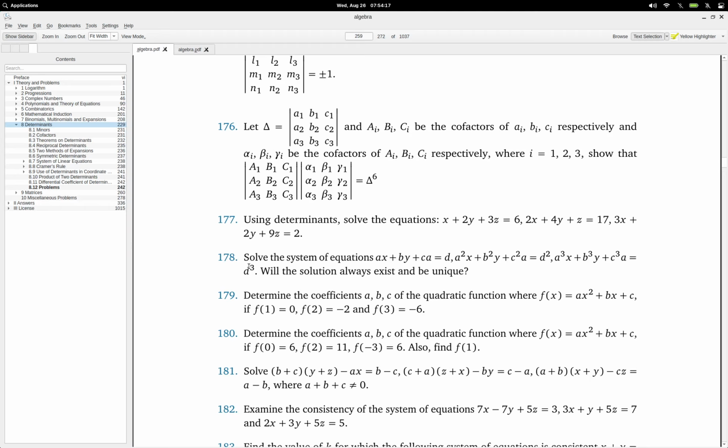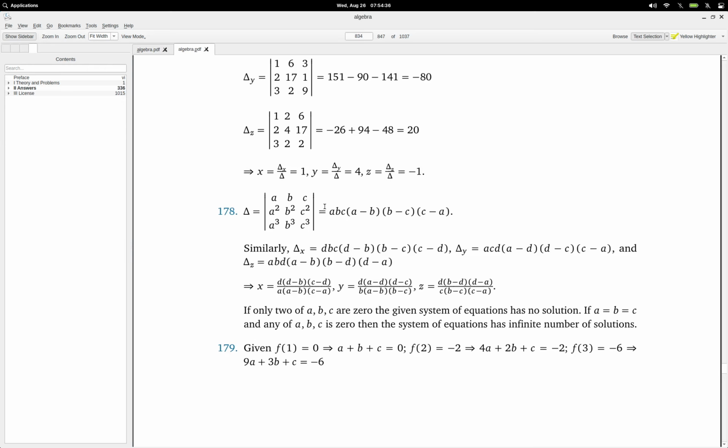Question 178 says that solve the system of equations ax plus by plus cz is equal to d, a squared x plus b squared y plus c squared z is equal to d squared, a cubed x plus b cubed y plus c cubed z is equal to d cubed. Will the solution always exist and be unique? So our delta is the determinant with a, b, c, a squared, b squared, c squared, a cubed, b cubed, c cubed.